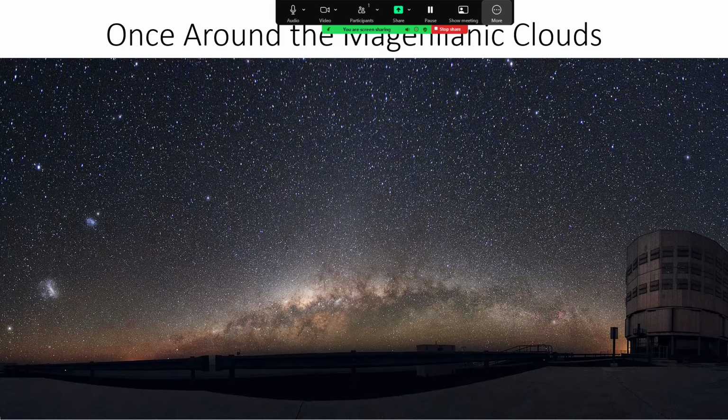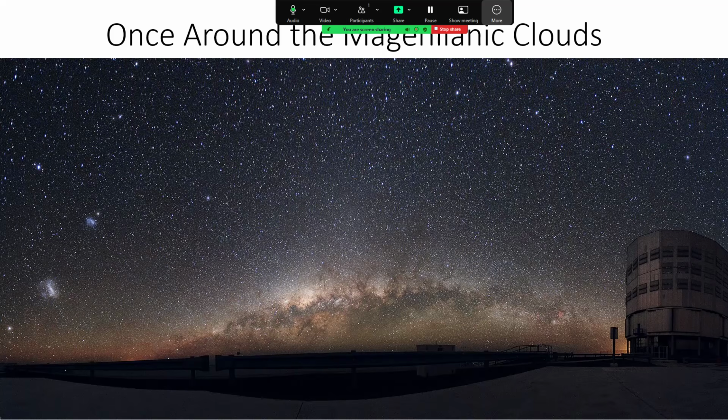Once around the Magellanic Clouds. And you can see the Magellanic Clouds in this fantastic photograph. We have the observatory building of the VLT in Chile over on the right, the arc of the Milky Way low on the horizon in the center with all the dirty dust lanes and 10,000 stars above.